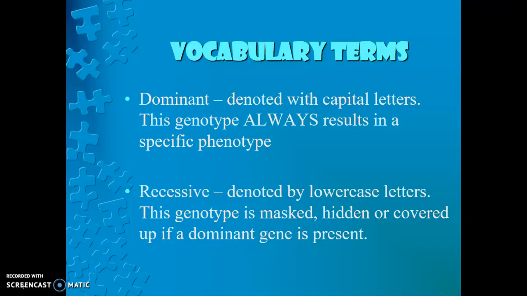On the other side, you have your recessive version of the gene. The recessive gets the same letter as the dominant, but in lowercase. So when we're representing the genotype, the recessive gets the lowercase letter. The recessive is weaker than the dominant, so it gets covered up. It gets hidden. If you have a dominant and a recessive, you can't see the recessive because it's weak and it gets hidden.